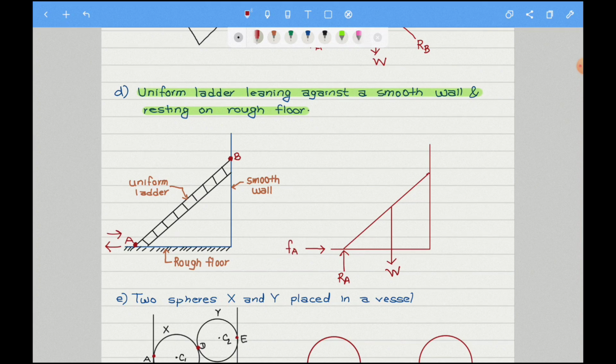FA. Similarly, at contact point B, there should be the reaction force RB that should act normal to the contact point B. So we'll be drawing it like this. This is RB that acts normal to the contact point B. There is no frictional force as the wall is smooth.